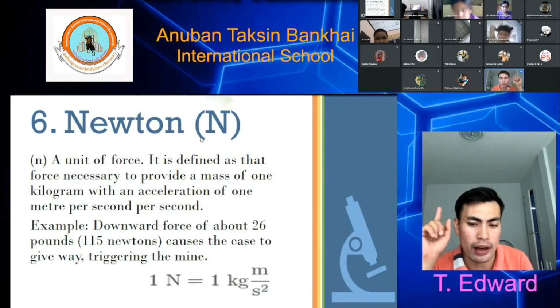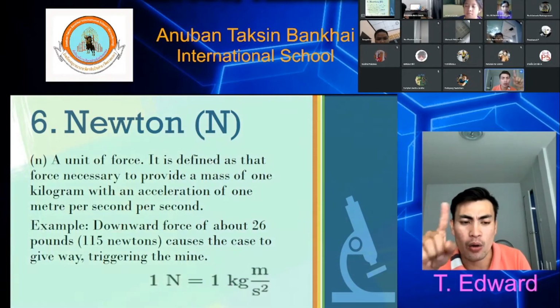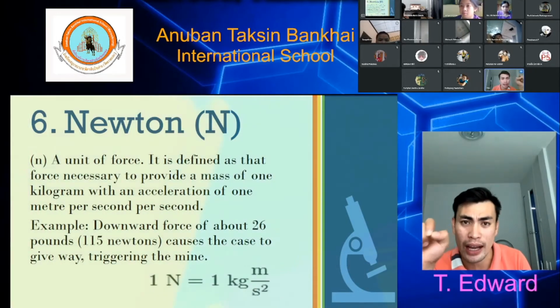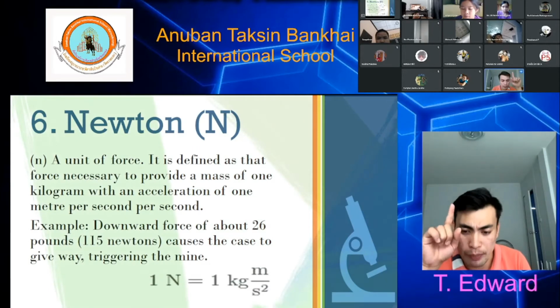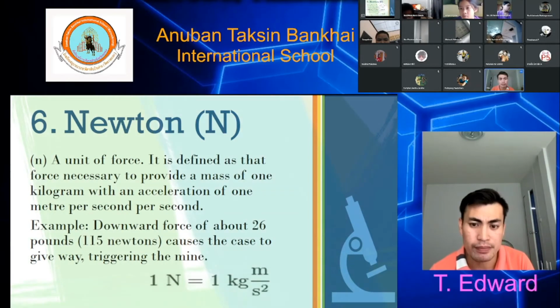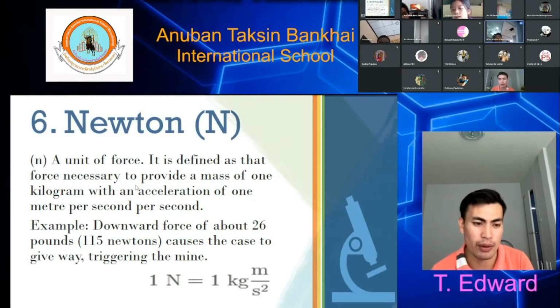Number 6, the last word, is Newton. The symbol of Newton is capital letter N. Listen to me carefully. It is not good if you write Newton with a small letter n. So it should be a capital, big letter N. You understand? Newton, capital letter N. You understand, everybody? Okay, very good.